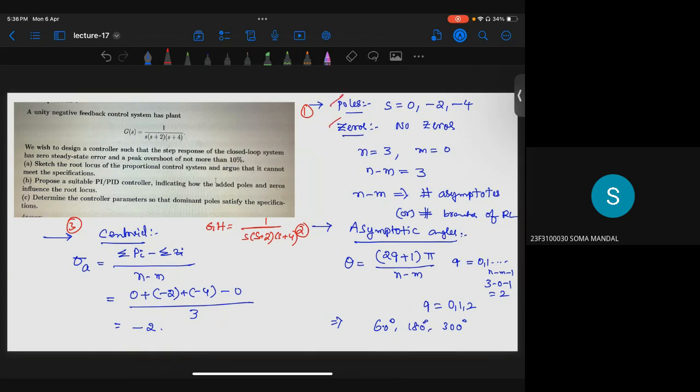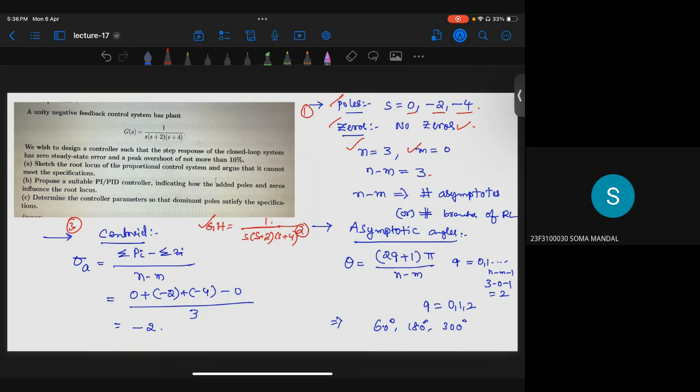What are the poles of this transfer function? S equals 0, S equals minus 2, S equals minus 4. Yes or no? Yes, sir. There are no zeros, because the numerator has only one. We have three poles and no zeros, so N minus M will be 3.